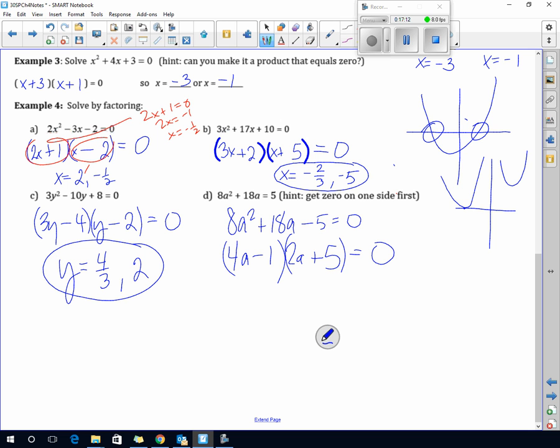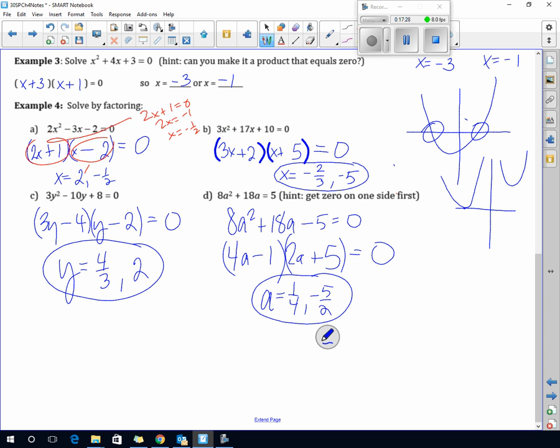Make sure your signs are correct. Again, if you can sub this back in, this one might be a little harder to sub in because it's fractions, but it still will work. Okay, this last one, when you get ones like this, you might think it's hard right now, but this is probably the easiest one.